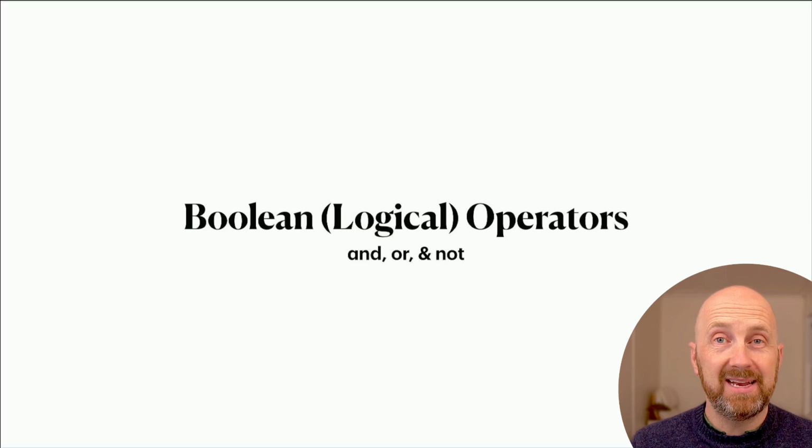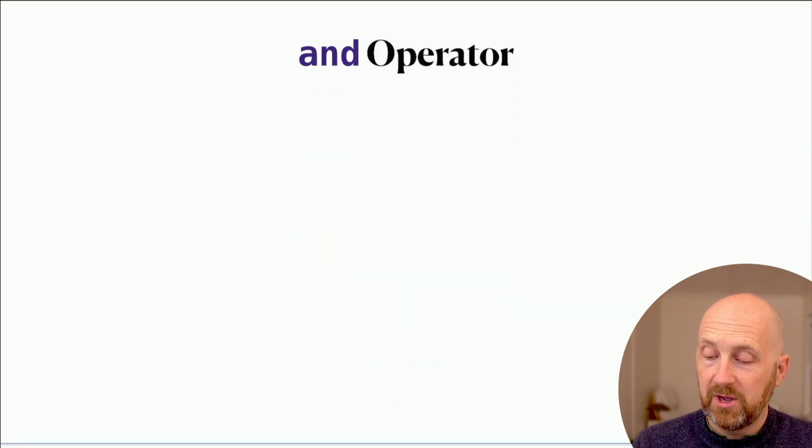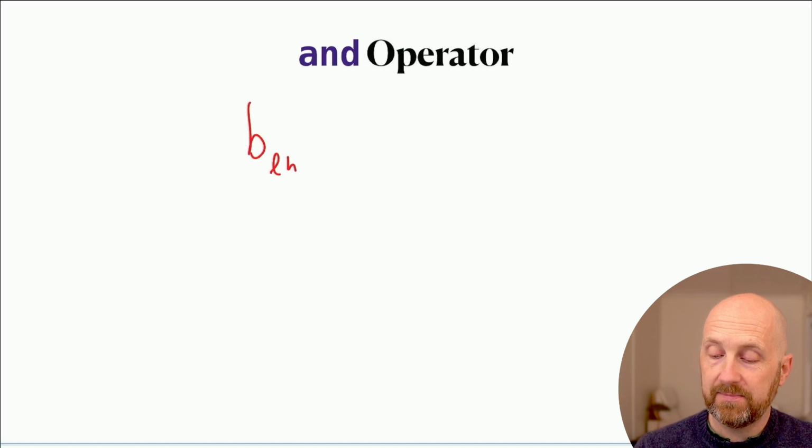Well, this is called Boolean algebra in mathematics, and in discrete math, you'll learn all about it. But let's go over the fundamental operators that we have available to us in the Python language. So the first is the AND operator. And I'm going to sort of use some notation here to say Boolean left-hand side, and this is our operator, Boolean right-hand side.